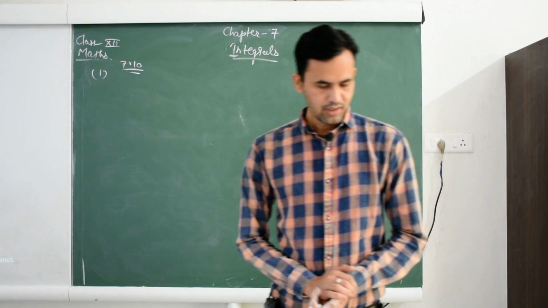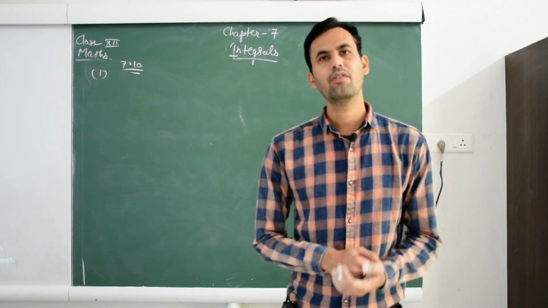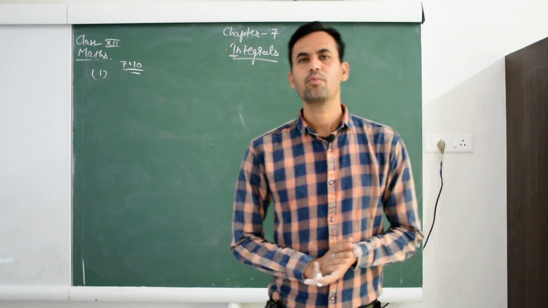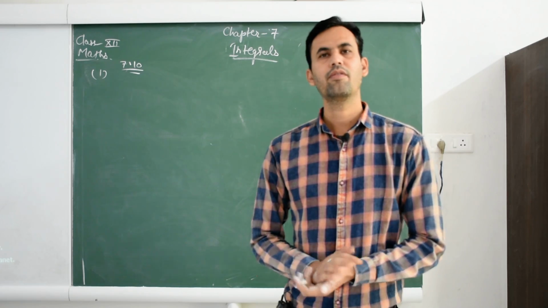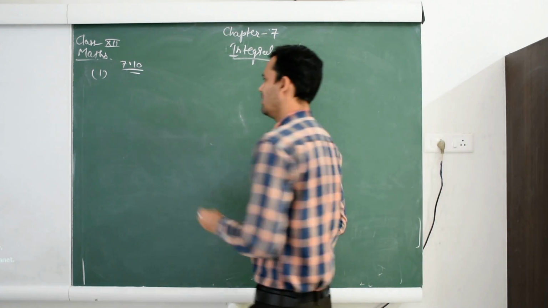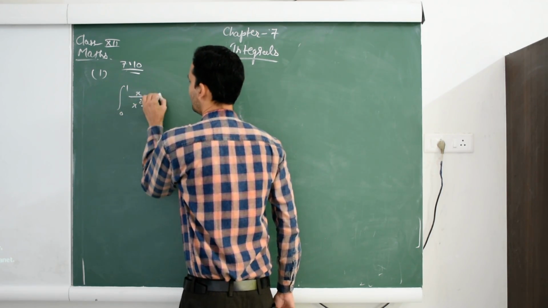Evaluate the integrals in exercises 1 to 8 using substitution. By substituting the values of the function, we solve it, and after that we put the limits and find the definite value of the integrals. Question number 1 is the integral from 0 to 1 of x upon x square plus 1 dx.